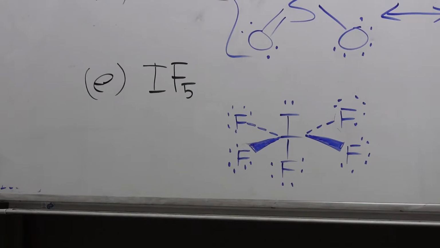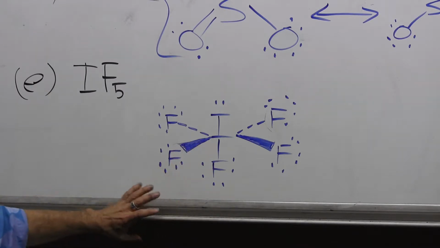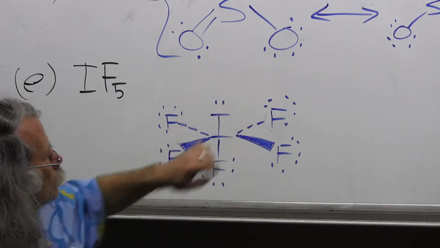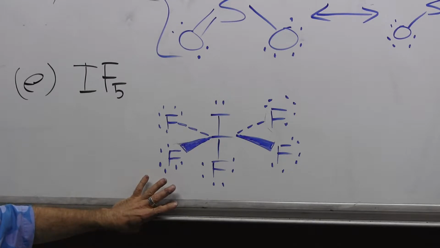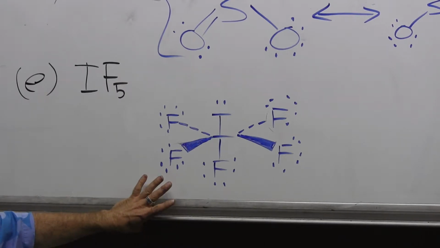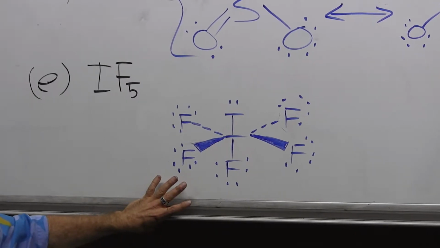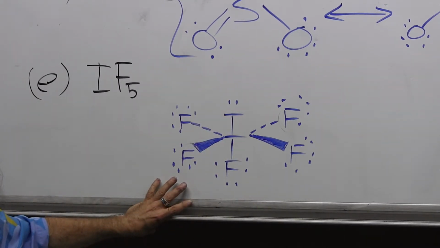I end up with octahedral E-pair geometry, but what we would call a square pyramidal molecular geometry, the geometry of the remaining atoms. The molecular geometry is the geometric arrangement of the atoms in space, and the E-pair geometry is the geometry of all the pairs of electrons, and we're particularly interested in the central atom.